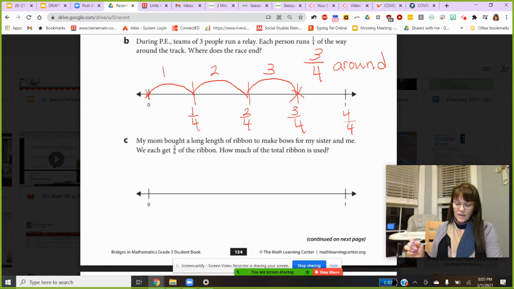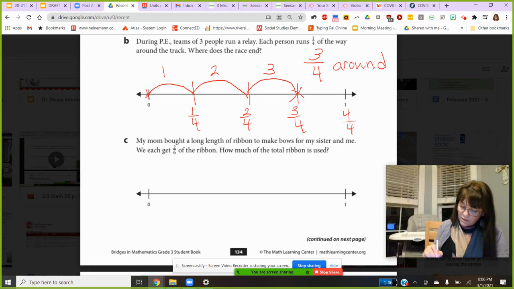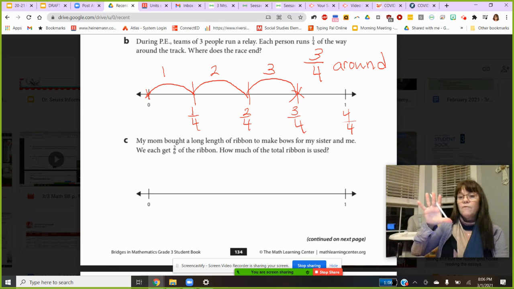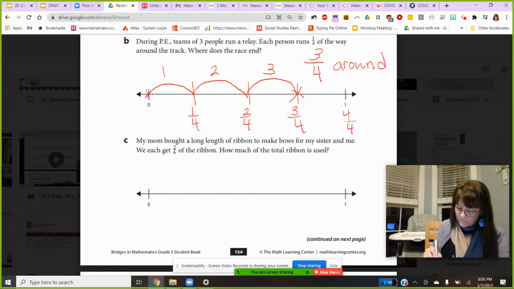All right. My mom bought a long length of ribbon to make bows for my sister and me. We each get 2/6 of the ribbon. How much of the total ribbon is used? So we need to make it into 6 pieces. This is the ribbon. So if it's 6 pieces, we need 5 lines.